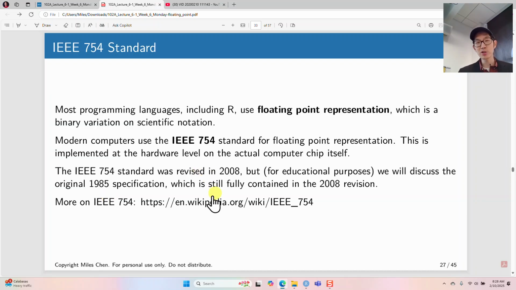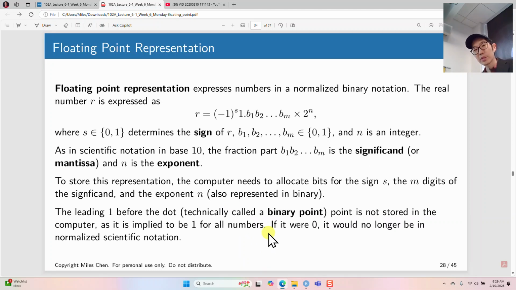They revised it in 2008, which basically just clarified and expanded on a few more things, but we're going to just study the original. And you can read more about it. It's the IEEE 754 standard for floating point representation, and this is how we are going to use it.